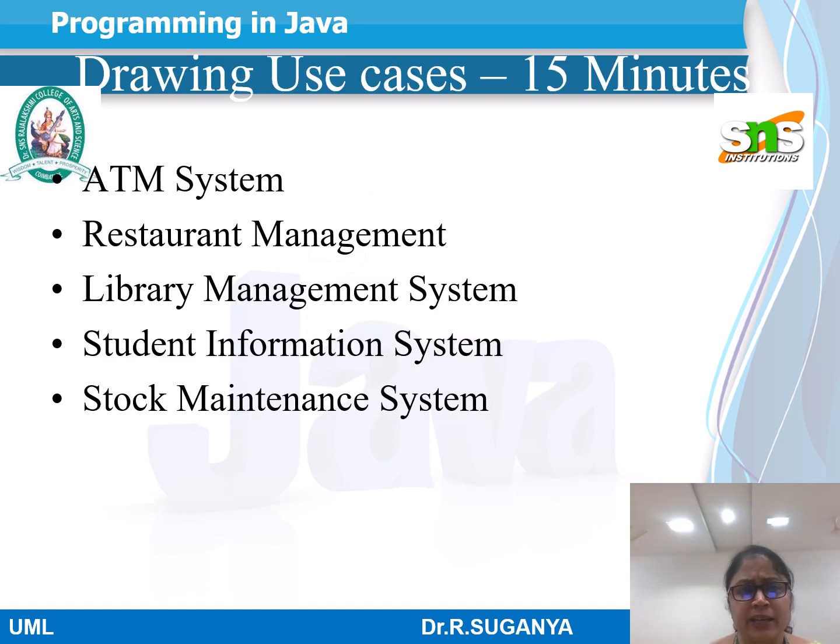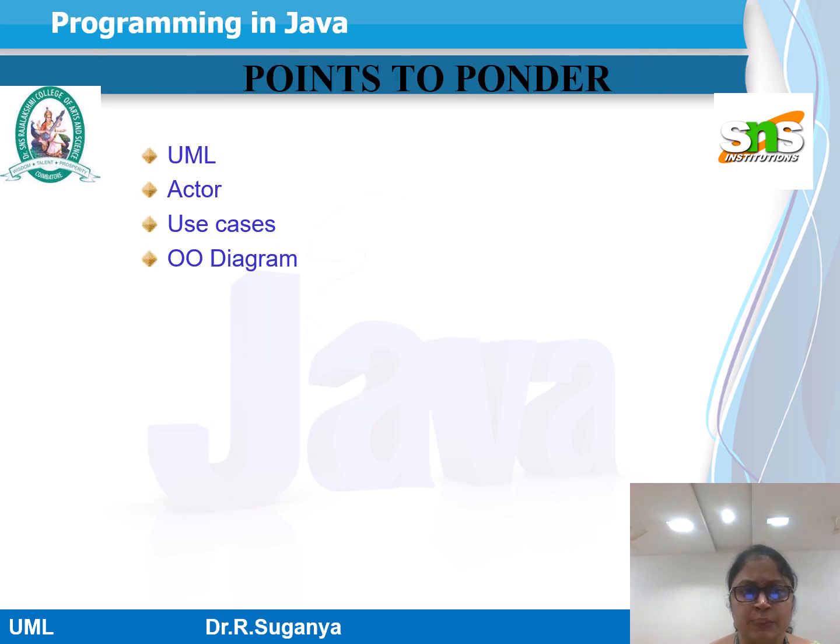We can have domains like ATM systems, restaurant management, library management, student information, and stock maintenance systems. In all of these, drawing use cases, we can represent them in UML and identify the functionalities or flow of the system. So this is about the UML concept.